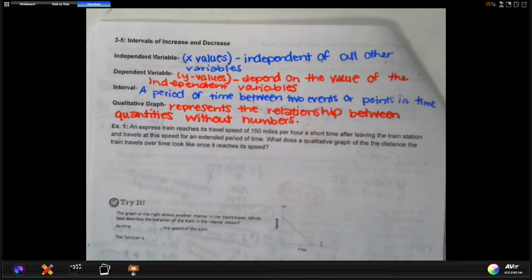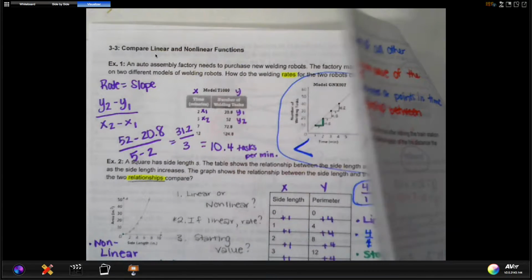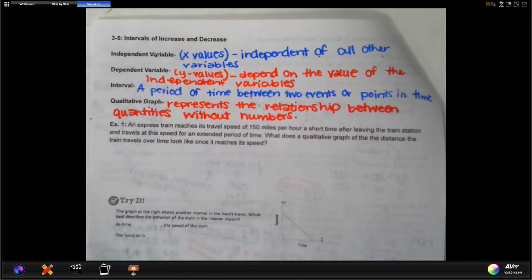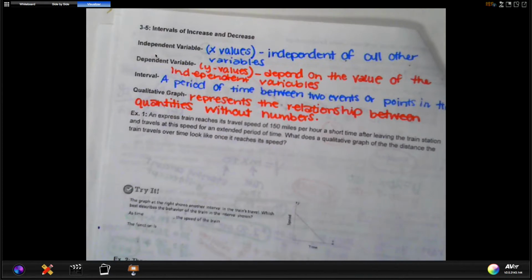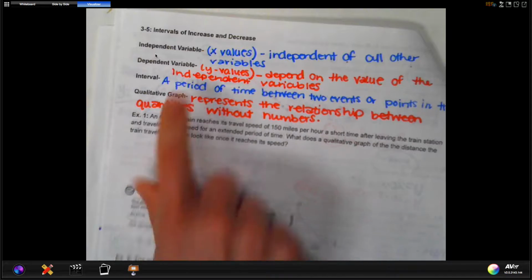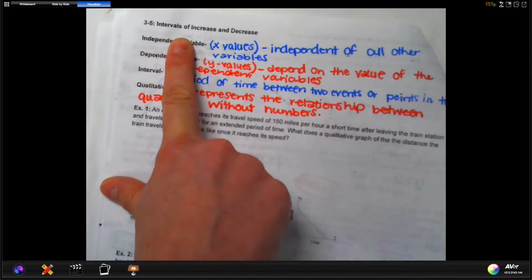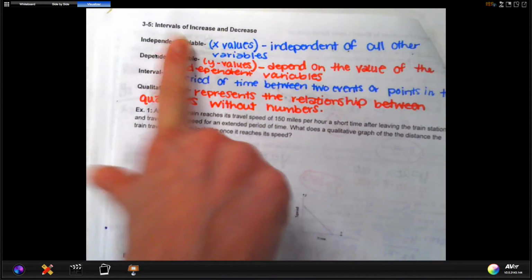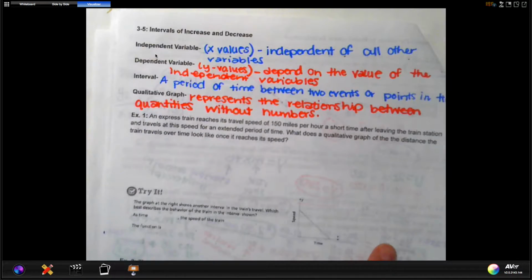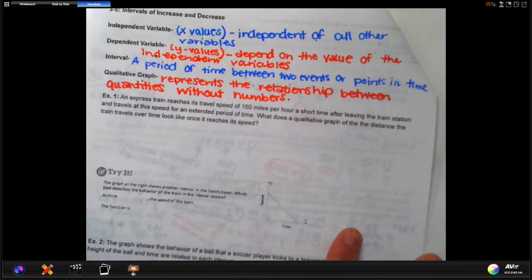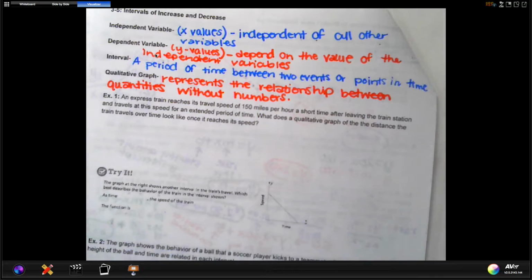So if you're in my class, we are in our note packet, almost the very last page. So second to the last page, look for this title, Intervals of Increase and Decrease. And we're going to start with some vocabulary. So I'm going to put it up here. If you need a second to write it down, feel free to pause the video.